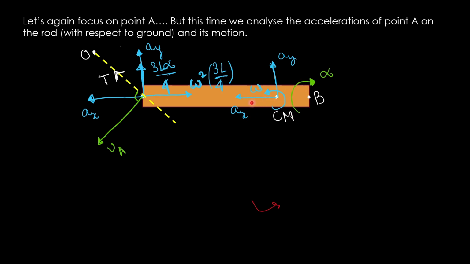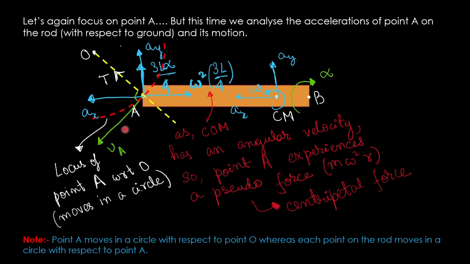So with respect to the center of mass, the point A will also have an acceleration 3L alpha by 4 in this direction, right? So these are all the four accelerations in the respective directions for point A. Now, we already have the net velocity of point A here, VA in the ground frame.